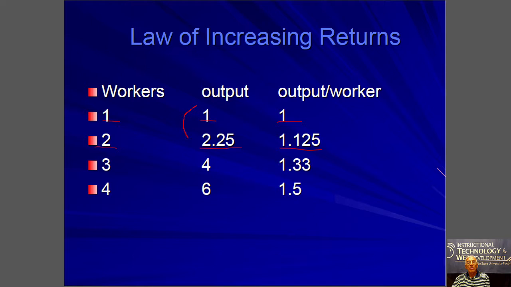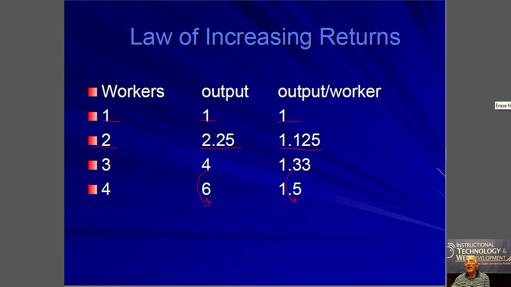Not only is output going up as you'd expect, but efficiency is going up as well. That's the real good thing here. We're getting more output per worker. So Henry Ford said, let's do the same thing. Let's add a 3rd person. Output goes up. Let's add a 4th person. Output goes up some more.